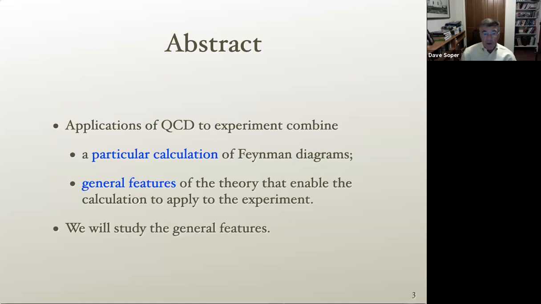So what do people do with QCD to make applications to experiment? First of all, there's a particular calculation of Feynman diagrams. Those can get to be very elaborate and they're very difficult. But also there's some general features of the theory that enable the calculation to apply to experiment. And it's the general features that I want to talk about. I'm not going to try to tell anybody how to do calculations.